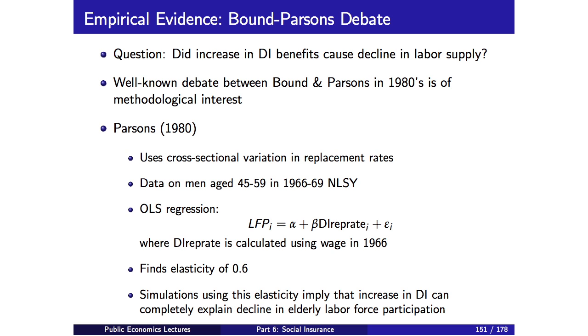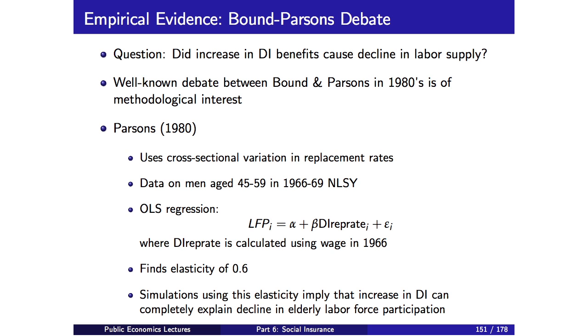So there's a well-known debate about this question between John Bound and Don Parsons in the 1980s and early 1990s that's of interest in the DI literature, but actually I think is of greater interest methodologically because it had a big impact on the way empirical work is done in applied microeconomics. So Parsons, in a paper, I think in the JPE in 1980, does the following thing.